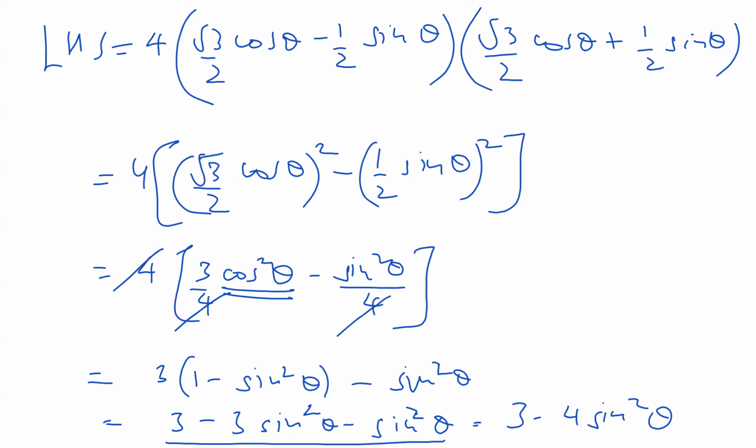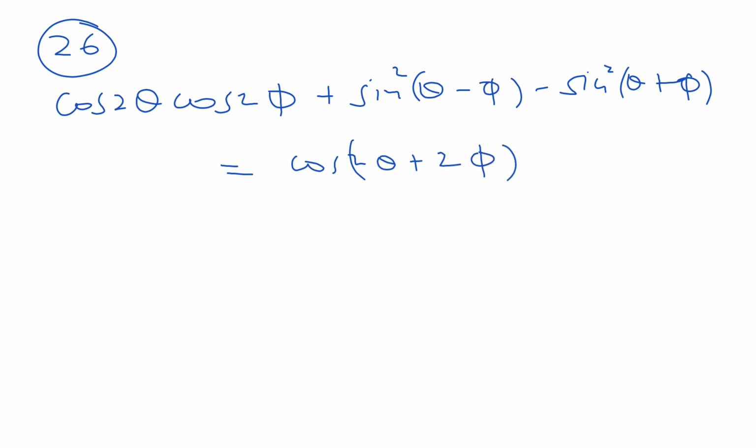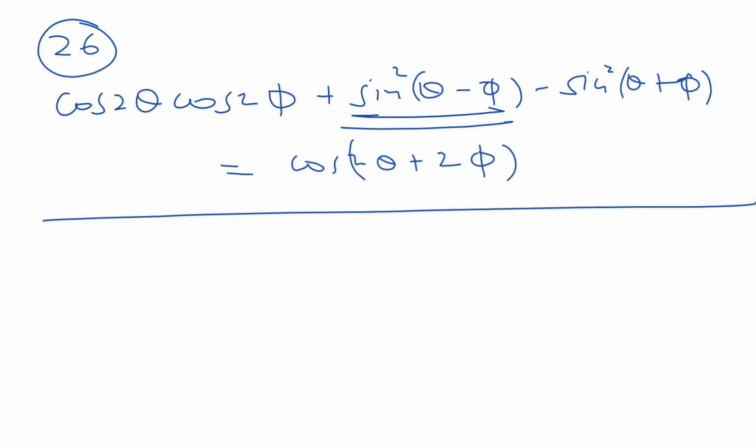Right. So let us go to question number 26. What we are supposed to do is prove cos 2 theta cos 2 phi plus sine square theta minus phi minus sine square theta plus phi equal to cos theta plus 2 phi. Okay, so we'll start with the LHS, but while calculating the LHS, I'll just calculate these terms individually.